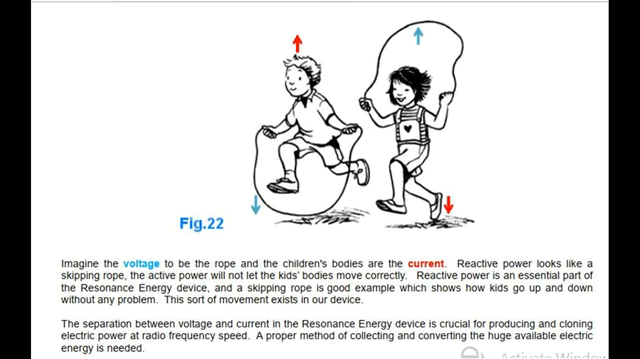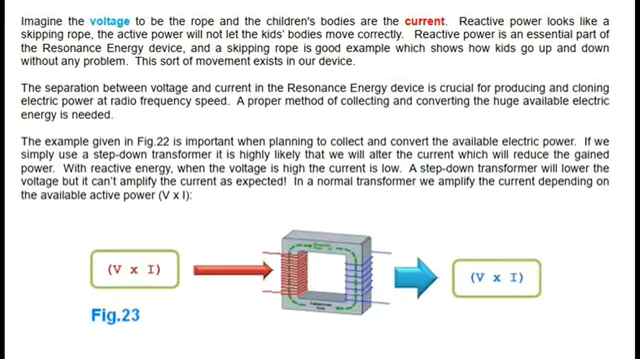The separation between voltage and current in the resonance energy device is crucial for producing and cloning electric power at radio frequency speed. A proper method of collecting and converting the huge available electric energy is needed. The example given in Fig 22 is important when planning to collect and convert the available electric power.